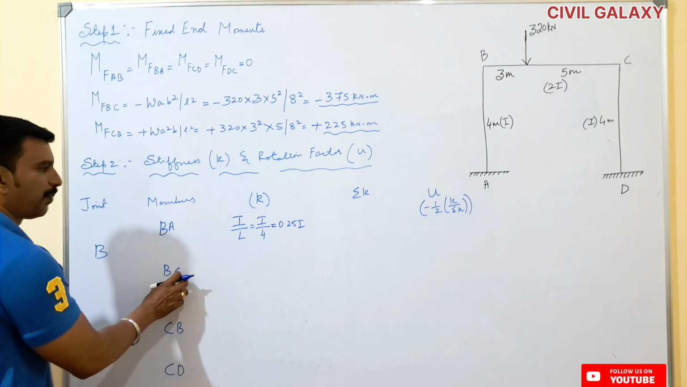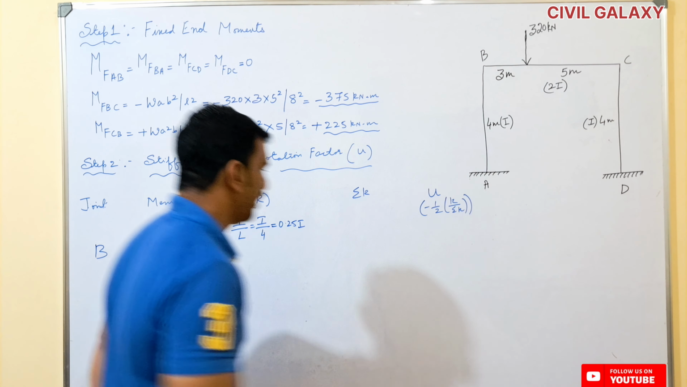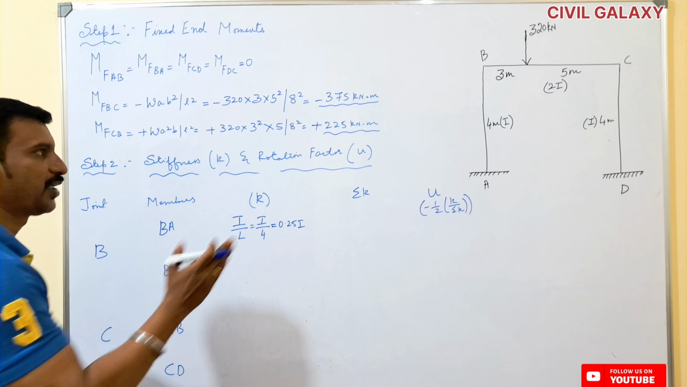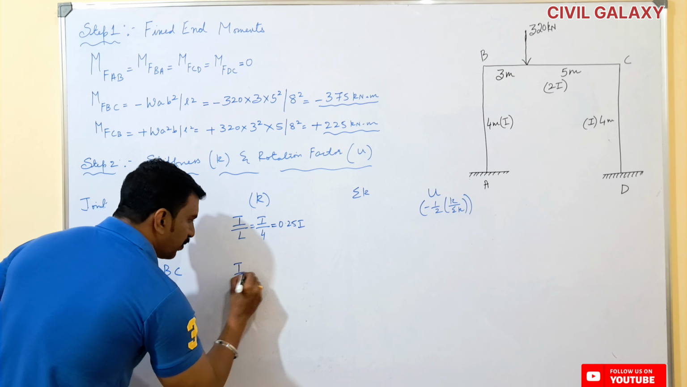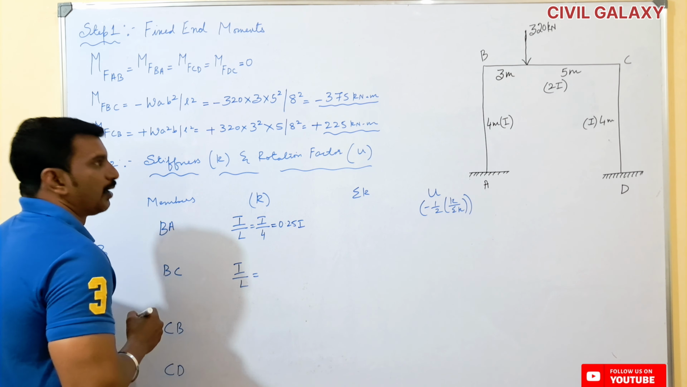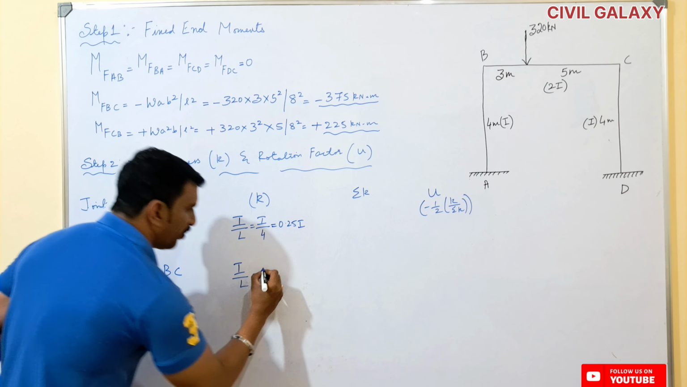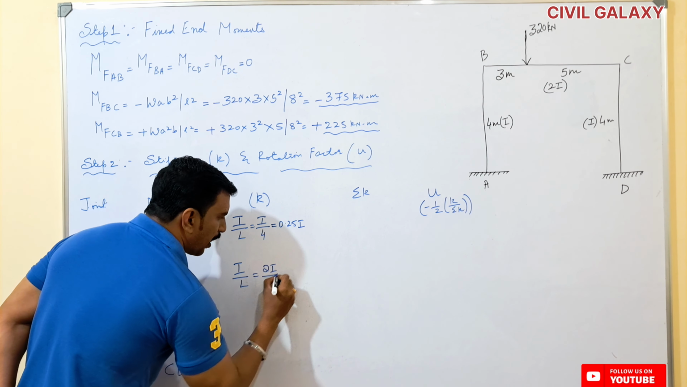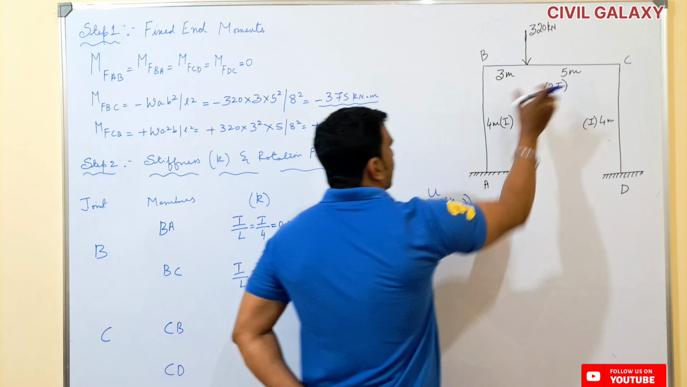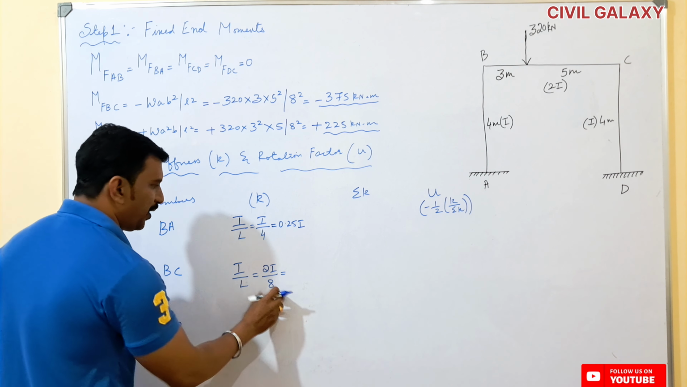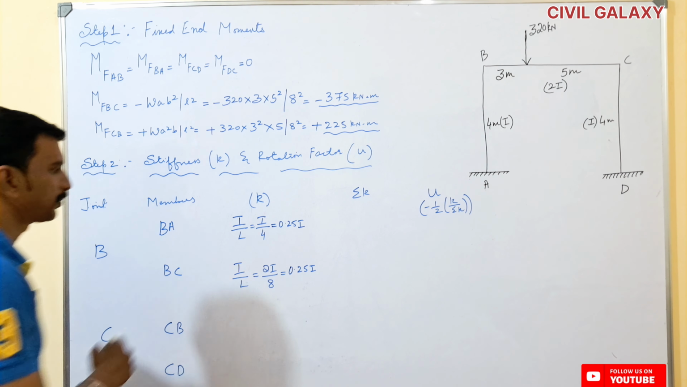If you consider member BC, B is the near end and C is the far end. Since the far end is an intermediate support, which is also considered as a fixed support, the stiffness will be equal to I upon L. The I value they have provided for BC is 2I, so this will be equal to 2I upon 8, the length of the BC span being 8 meters. So this will be equal to 0.25 I.